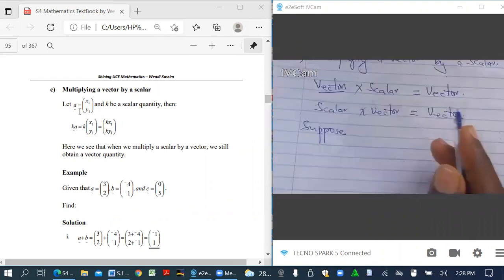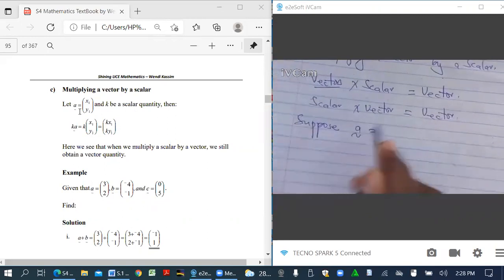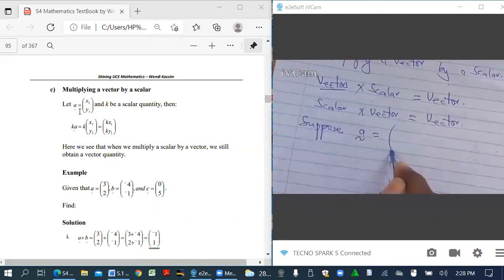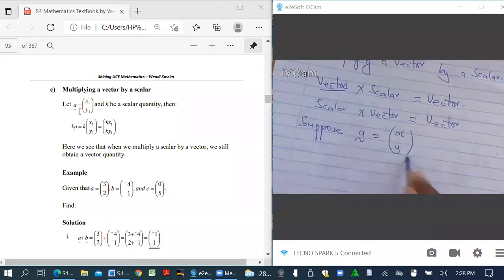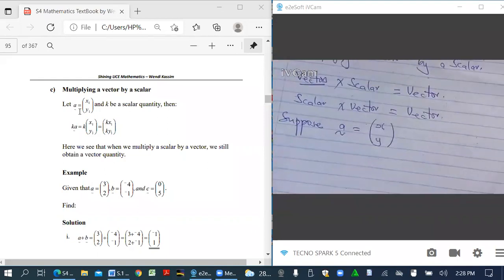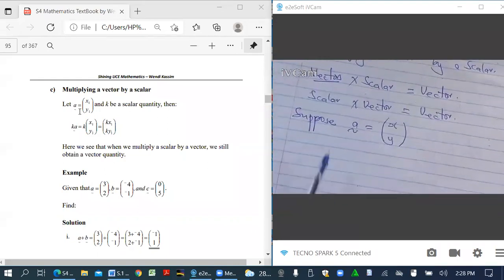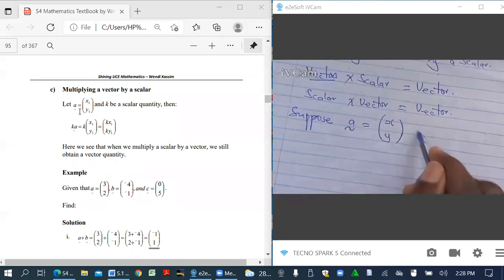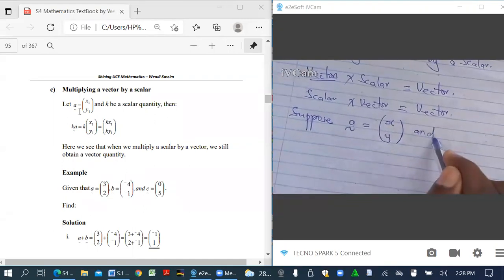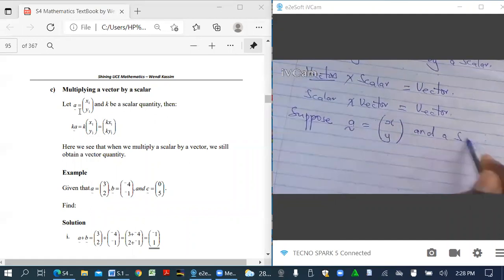Suppose we have a vector A, which is given by X and Y. Are you together? Suppose we have vector A equals X, Y, and a scalar K. So K is our scalar.